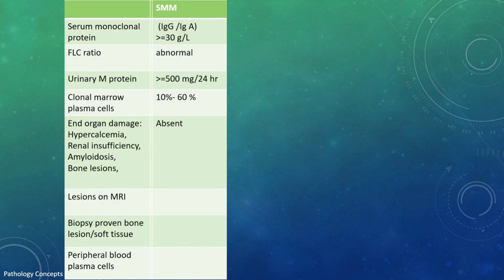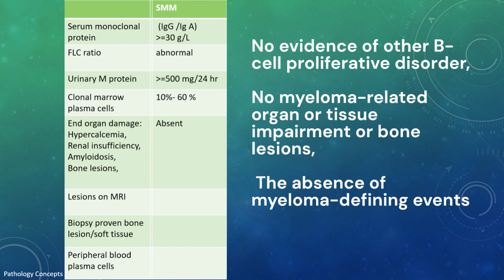Let's see the definition. Plasma cell infiltration in the bone marrow is around 10 to 60%. Monoclonal protein concentration in serum is over 30 gram per liter. Urinary M protein is greater than or equal to 500 mg per 24 hours. Any one of these criteria, and no evidence of other B cell proliferative disorders, no myeloma related organ or tissue impairment or bone lesions, and absence of myeloma defining events.